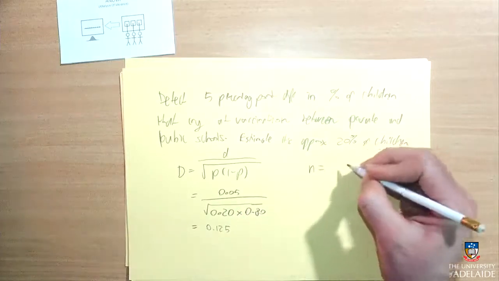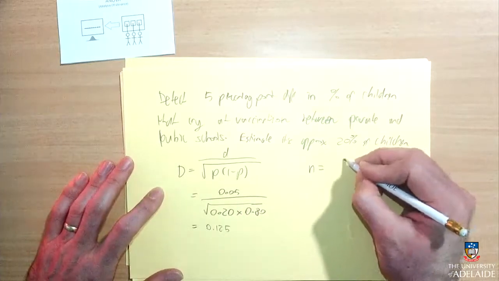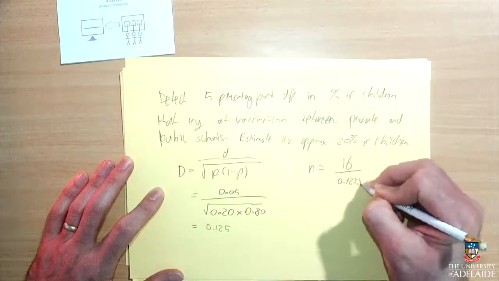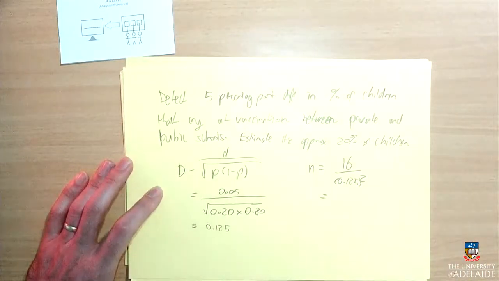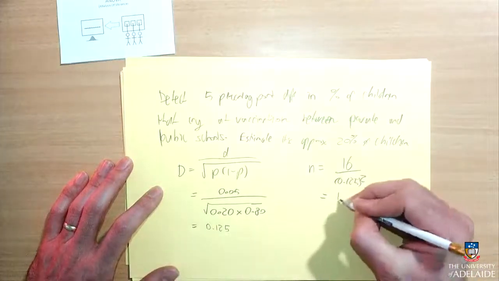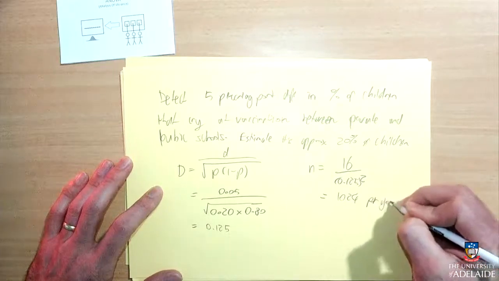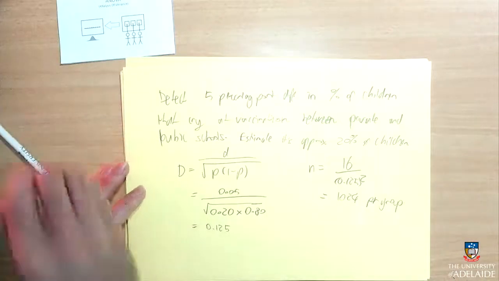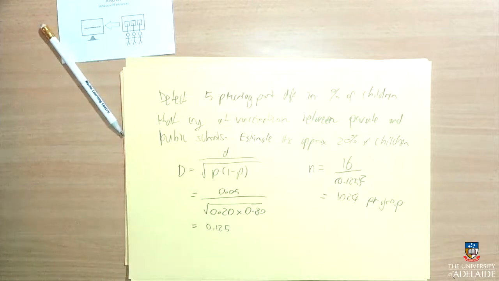And so the sample size is going to be 16 divided by 0.125 squared, which my calculator says is 1,024 per group. As I said, chi-square tests tend to need at least 10 times as many or more than you would expect for a t-test. Okay?